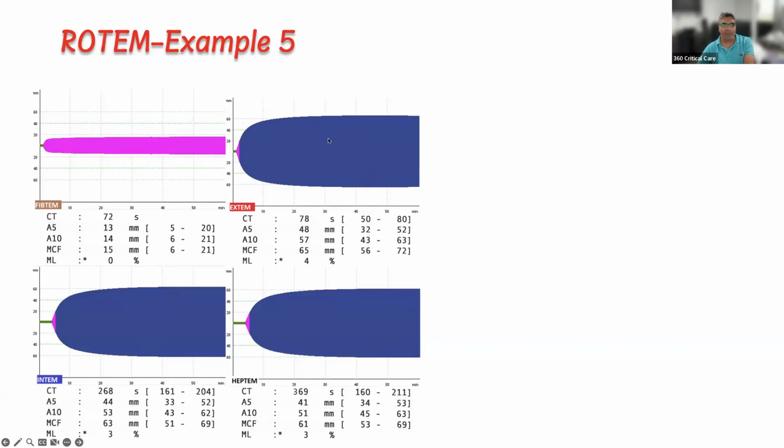Yes, it's protamine excess. So what will happen? You'll have a prolonged time in INTEM and HEPTEM. EXTEM is normal. So you have given protamine in excess amount, and protamine in excess amount is an anticoagulant. So in excessive protamine use, you will have INTEM and HEPTEM prolonged but normal EXTEM.